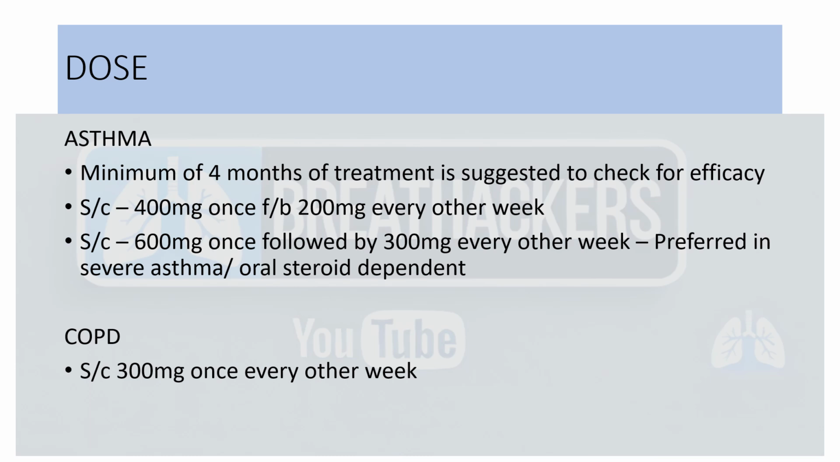The second dosage is preferably given in severe asthma patients or the patients who are having steroid dependent asthma, oral steroid dependent asthma. And minimum 4 months of dupilumab should be given at least to check whether it is efficacious or not. In COPD, the dose given is 300 mg once every other week.